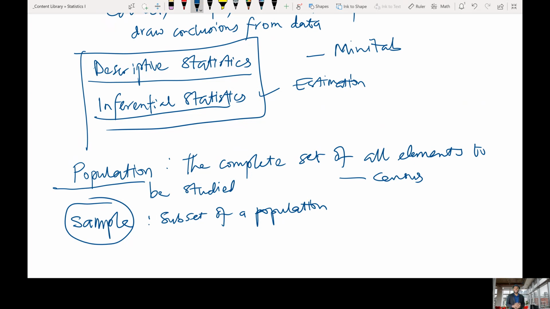Estimate the average family income of all families in a city based on the average income of a sample of families in that city. That would be an estimation. And our last chapter will be on hypothesis testing, which is a very interesting chapter and the high point of this class.